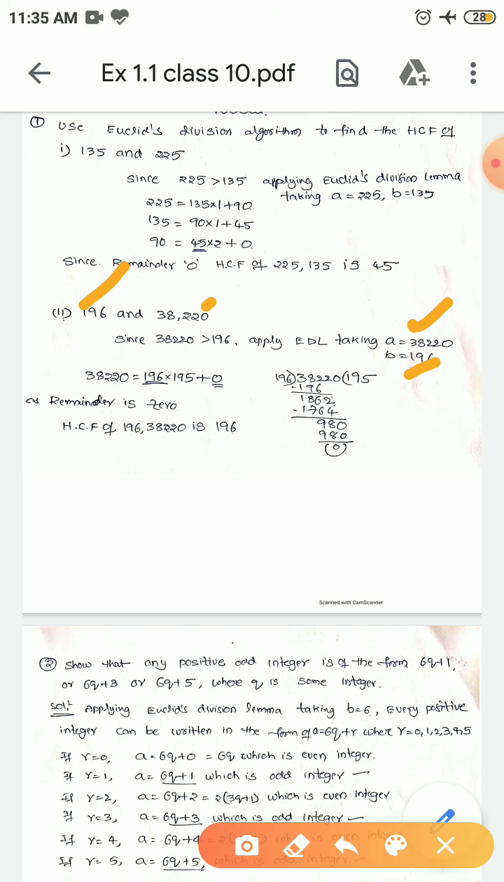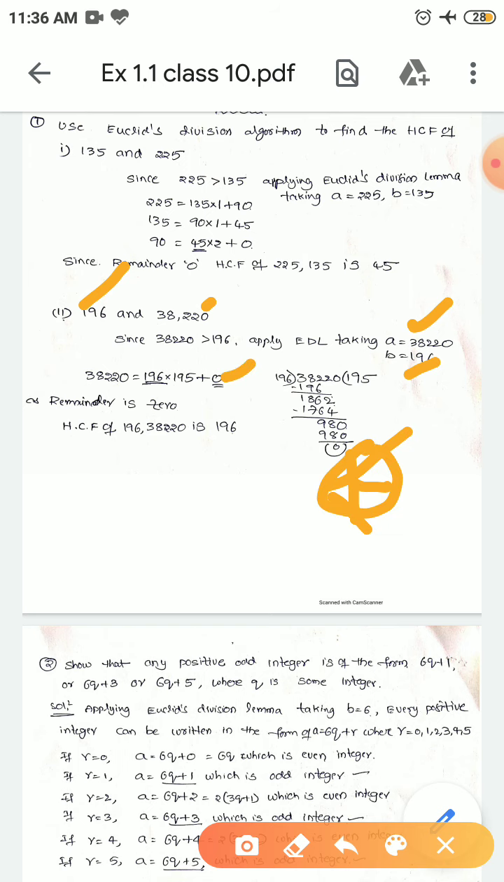Actually here most of the students will get confused, that's why I have given the division process here. So 38,220, if you divide with 196, 196 ones are 196. Like this you need to do the division. After doing the subtraction, the division is not completed. You got 186, and you need to take down the 2 from here. Like this, if you continue the division process, at last you get the remainder 0 in the first step itself.